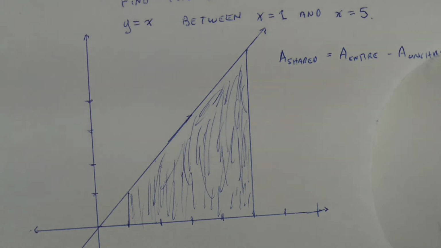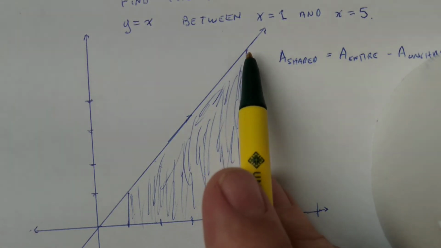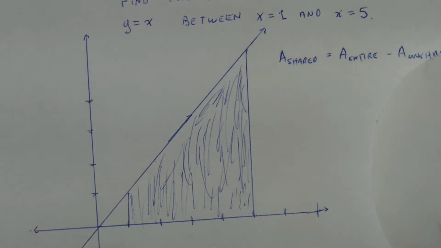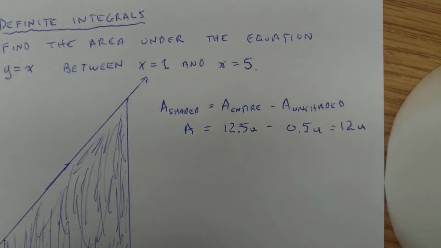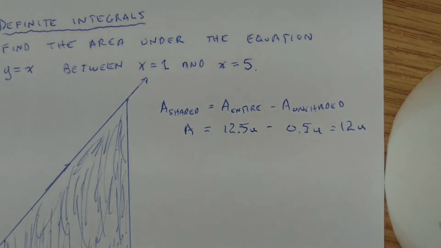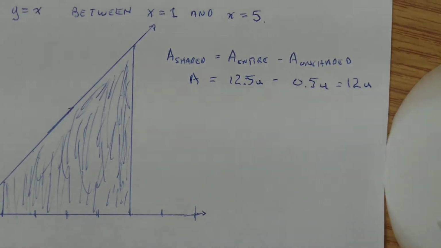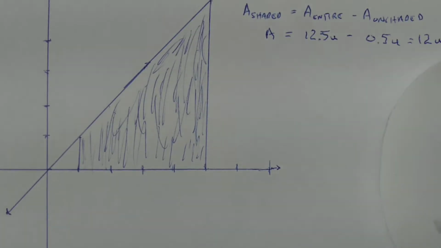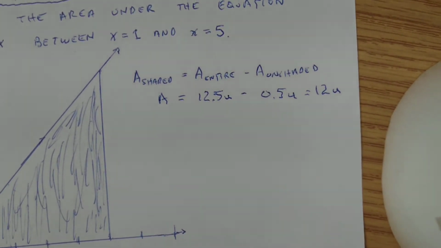Base times height divided by 2. You've heard me say that 100 times, maybe even in the thousands. Our height is 5. Here we have 5, and we're going to divide that by 2, which is 12.5. And we found the area of the small triangle, which is a 1 by 1. So 1 times 1 is 1, and divided by 2 is 0.5. So we wind up with 12 units.